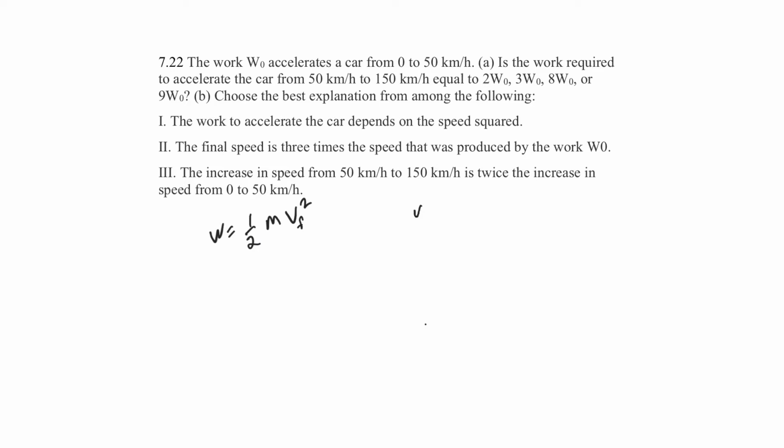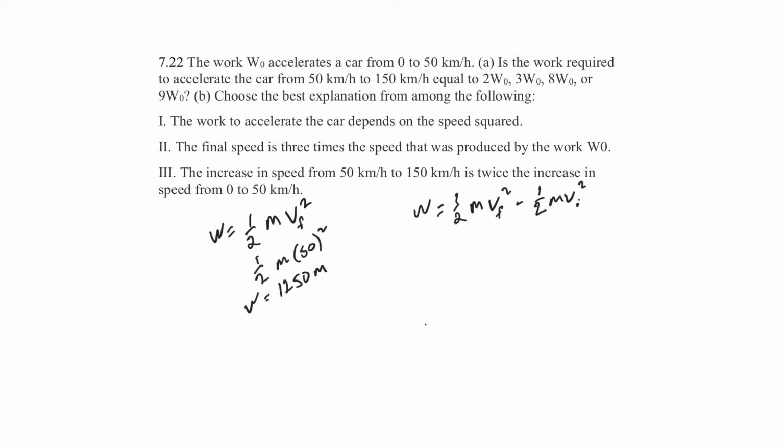In the second one, I do have two parts. It has to be 1/2 mv squared final minus 1/2 mv squared initial, because this one I'm starting at 50, I'm not starting at 0. So the first one is going to be 1/2 times m times 50 squared. So the work is going to equal what? 50 squared divided by 2 is 1250 times your mass.